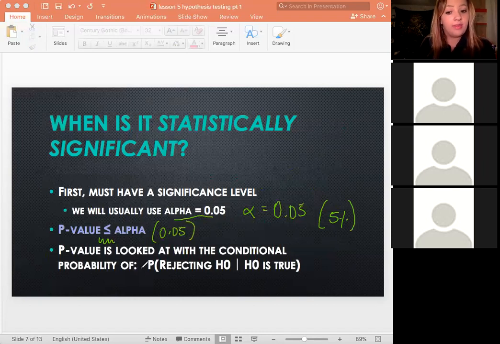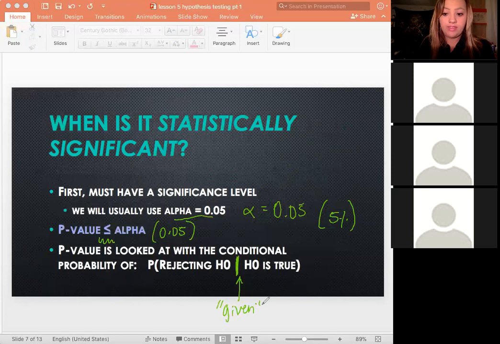And then another way to think about the p-value, I like to say things in a bunch of different ways, so that sometimes it makes sense to people differently with different definitions. So the p-value is a conditional probability. Remember, conditional probability has this line in here, which means given.